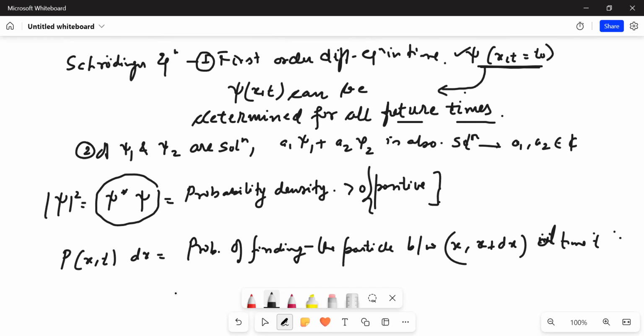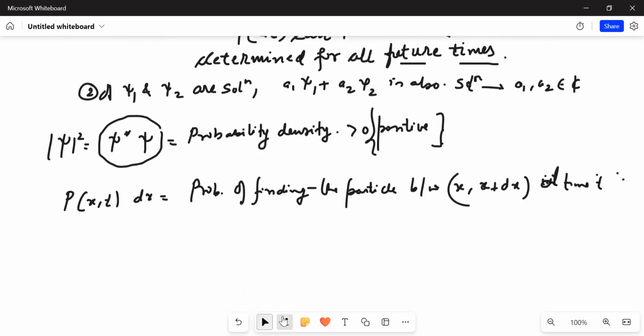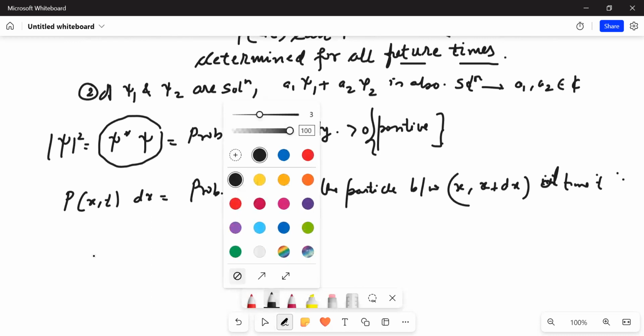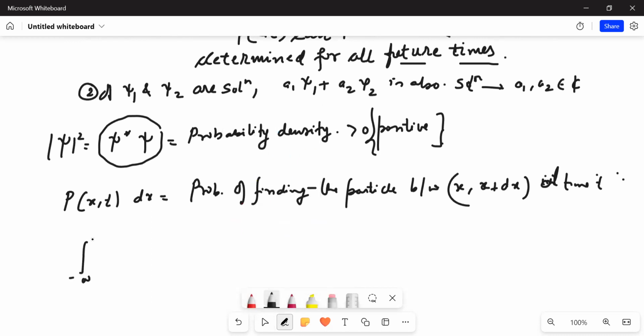And we know that, in order to normalize it, we've seen from the global conservation of probability that this integration from minus infinity to plus infinity of dx, psi of x comma t mod whole square, comes out to 1. That is, the probability of finding the particle in all these tiny intervals, when integrated together, gives you 1. Because anyway, the particle should be found somewhere in space, right?